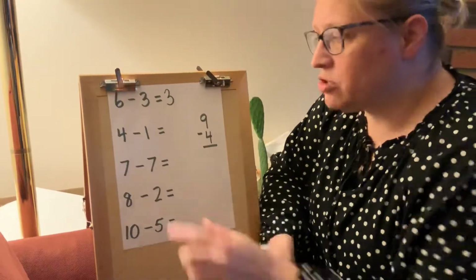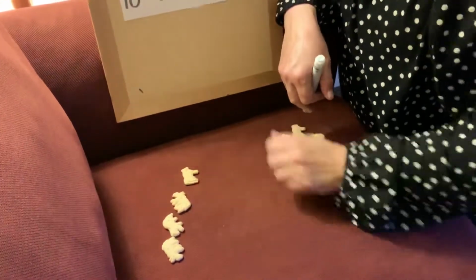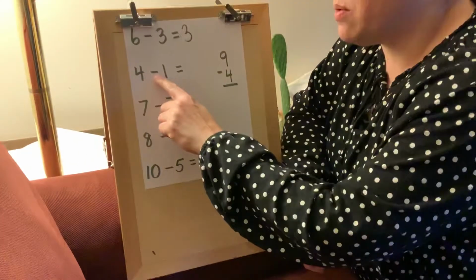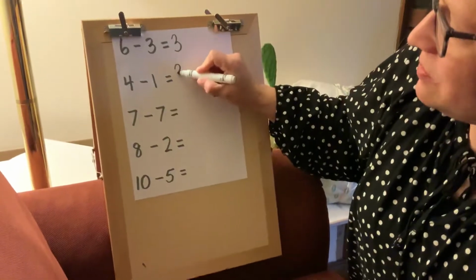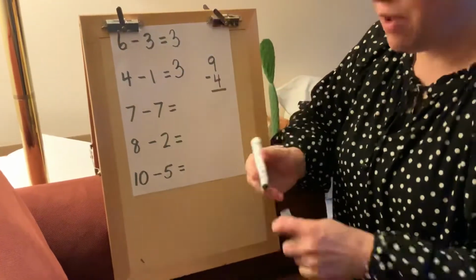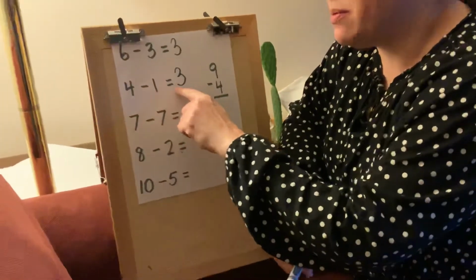Okay, let's try this one. 4 minus 1. Here we go. I got my 4 animal crackers. And I have to take away 1. How many are left? Hey, 3. Once again, 4 minus 1 equals 3.